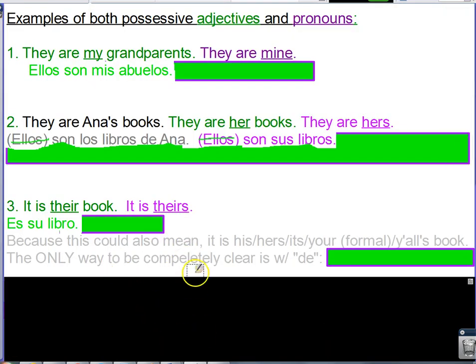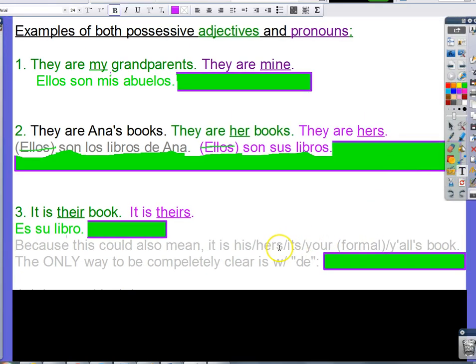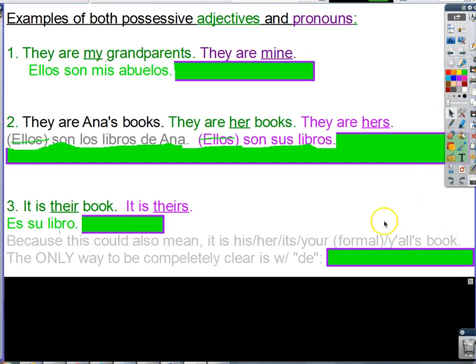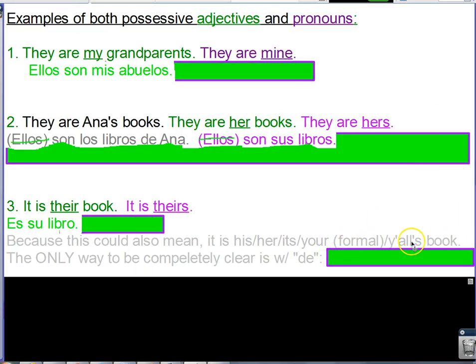Because this could also mean his book, her book. I shouldn't have an S on that. Let's get rid of it. It is her book. It is its book. Your book, formal, or y'all's book, or your guys' book. The only way to be completely clear is with de.